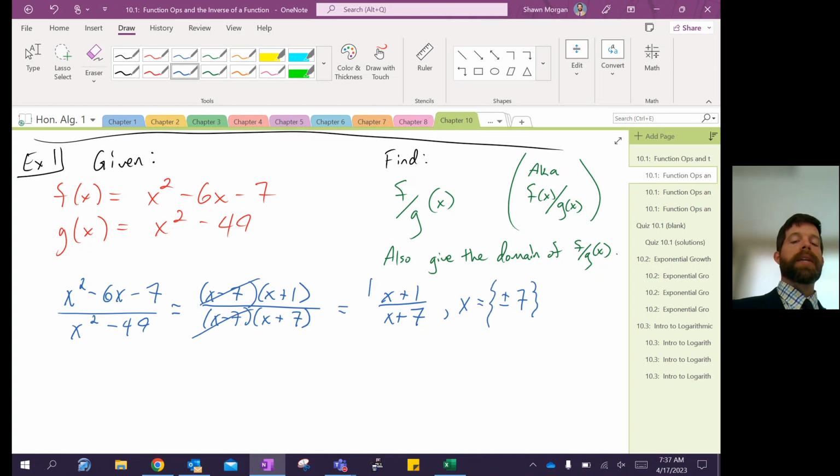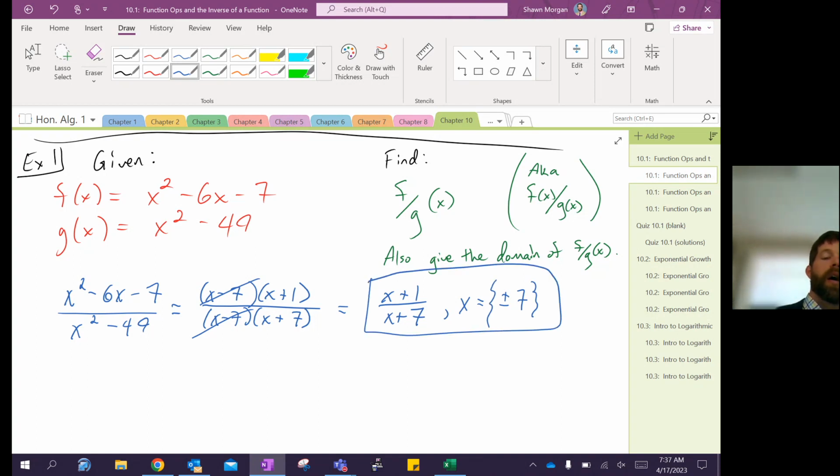And just as a reminder, the restrictions, they don't come from the end. The rookie mistake would be to say, x can't equal -7. But look at the original problem. The original problem had a quadratic denominator, so there were 2 roots.